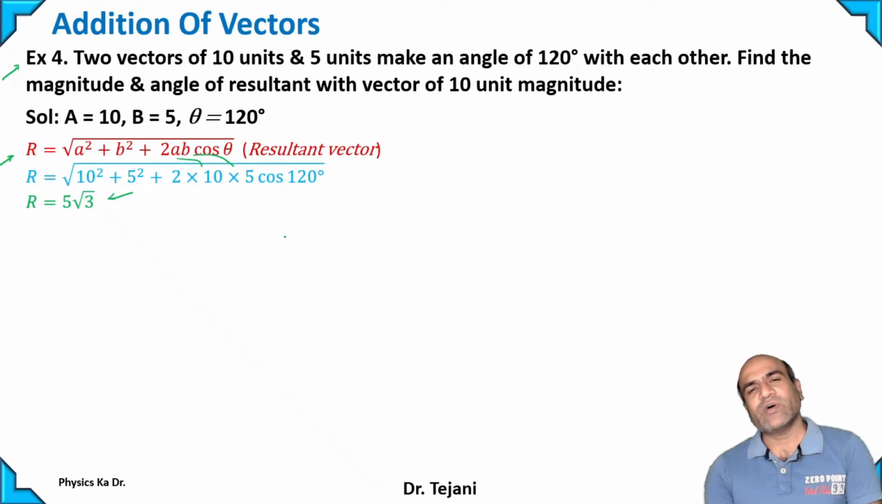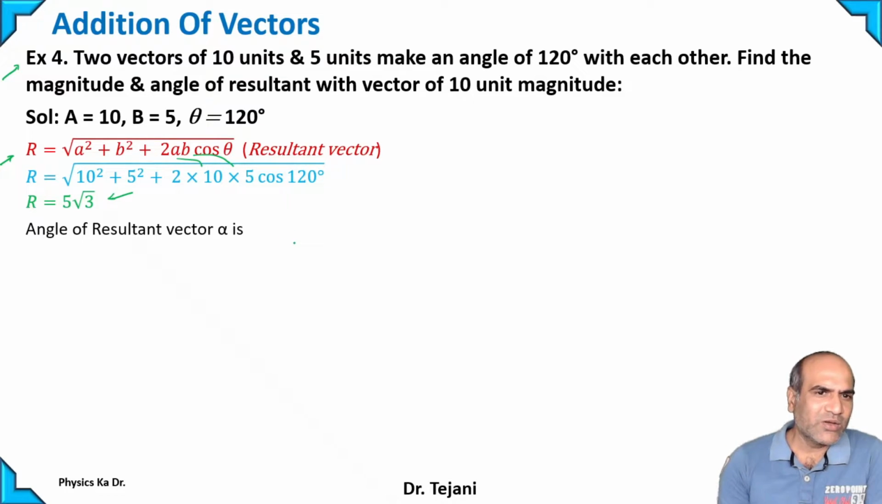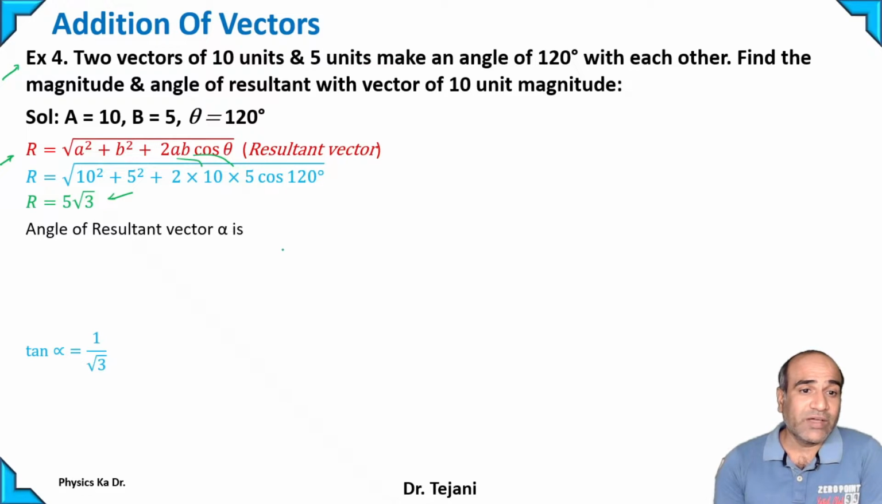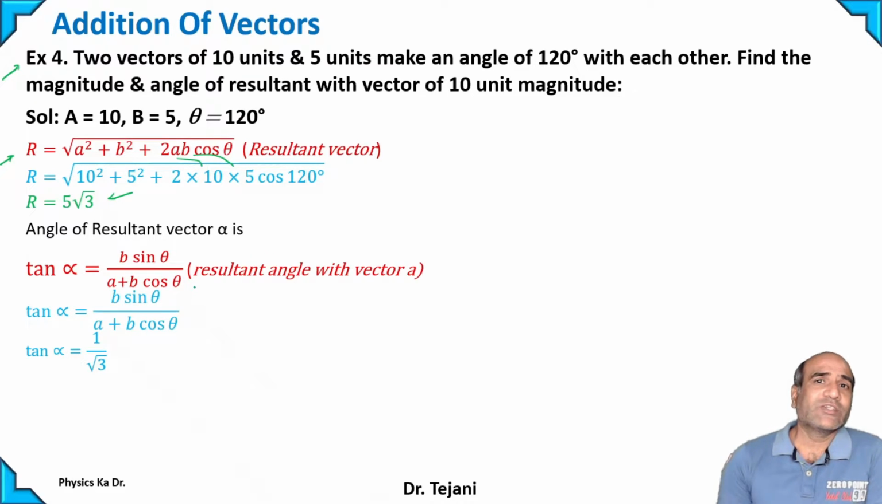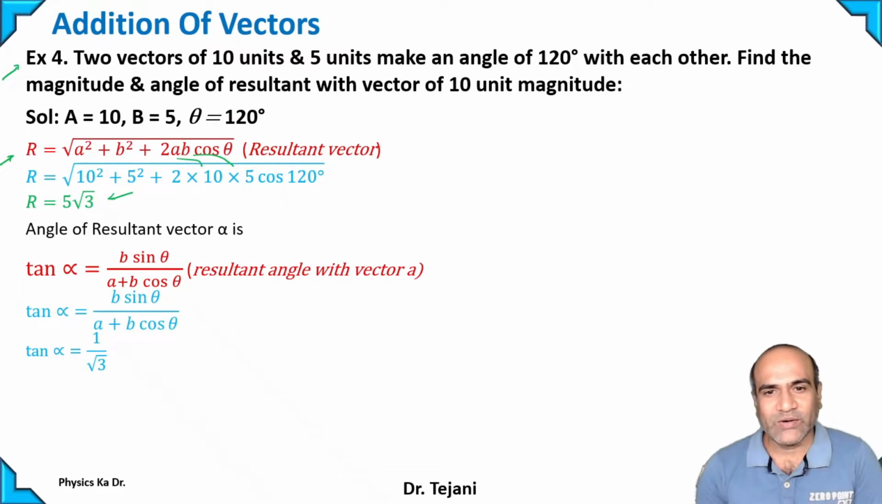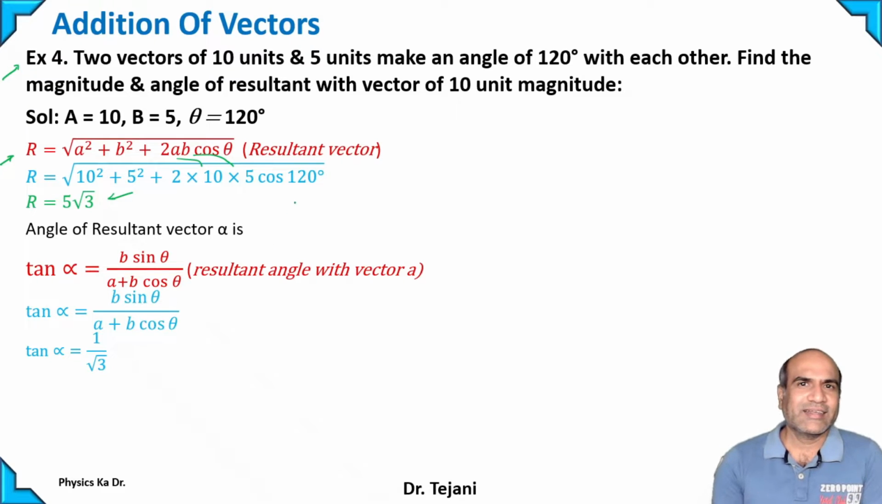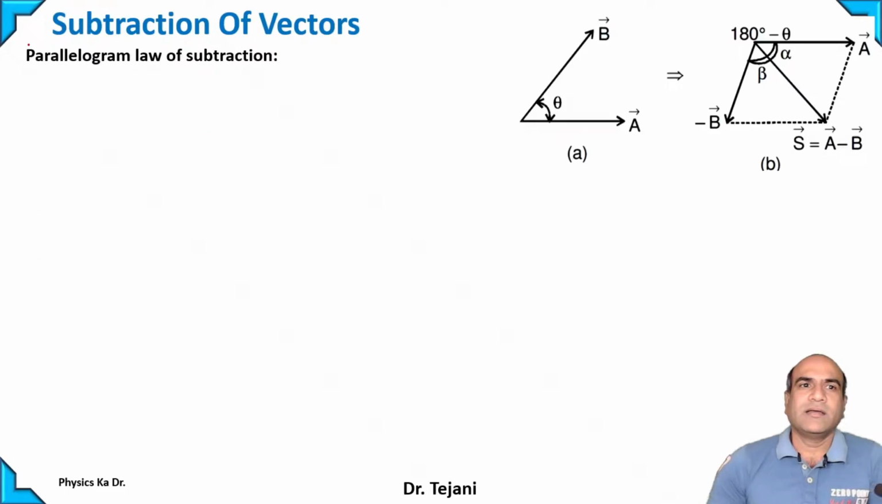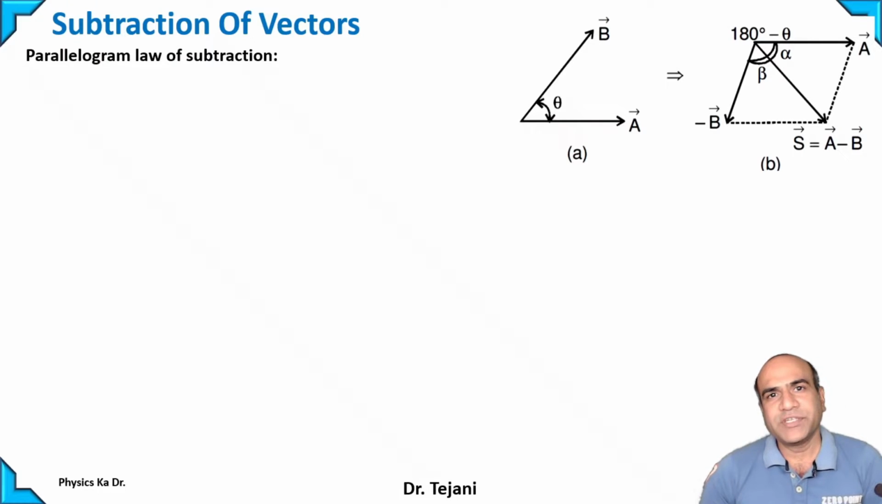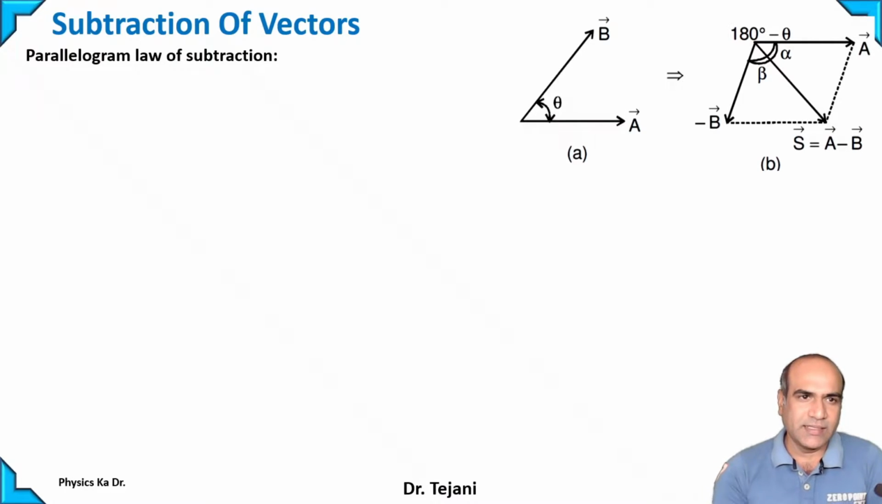So R is equal to 5 root 3, and for the angle of the resultant vector alpha, we know alpha is equal to B sin theta divided by A plus B cos theta. So that gives us the resultant angle of that solution. Very simple. Alpha is 30 degrees.